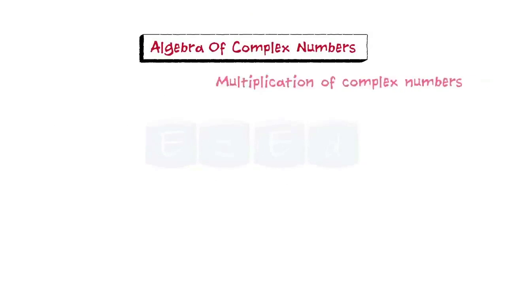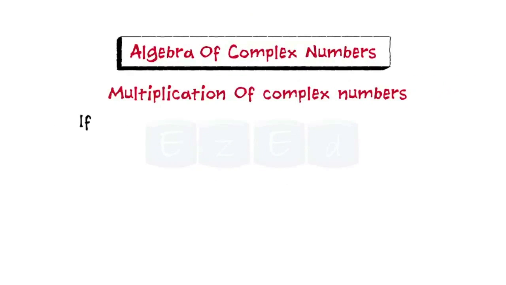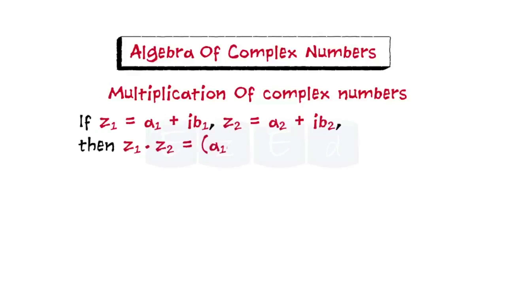The next operation is the operation of multiplication. If Z1 equals A1 plus IB1, Z2 equals A2 plus IB2, then Z1 times Z2 equals A1 A2 minus B1 B2 plus I times A1 B2 plus A2 B1.